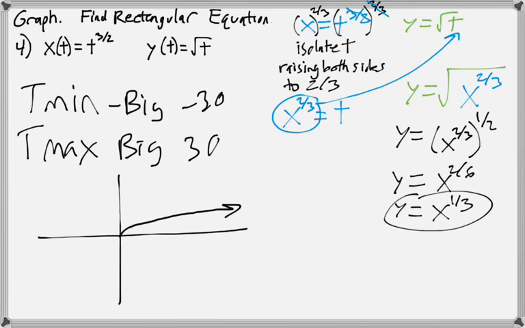So this is okay, or if you want to write it in radical notation, it would be the cubed root of x. And that'll be the equivalent rectangular form.